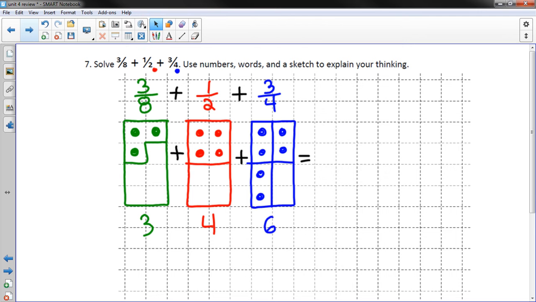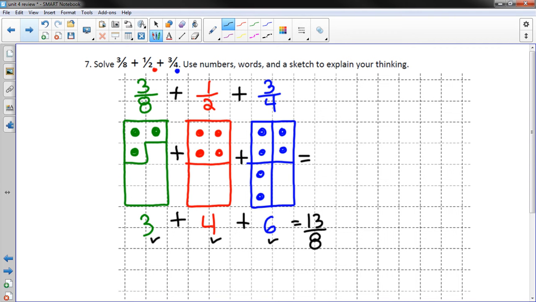So altogether, let's see. 6 plus 4 is 10, plus 3 is 13. And we're working in eighths. So it's going to be 13/8. Okay, 13 is larger than 8, so I need more than one rectangle or egg carton to represent that answer.